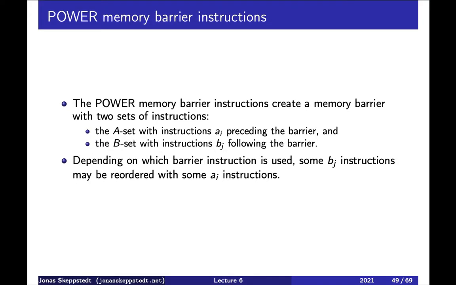Okay, so the synchronization instructions for Power are called memory barrier instructions. A memory barrier instruction has two sets of other instructions, namely the set of instructions which execute before the barrier and the set of instructions that execute after the barrier. Depending on which barrier instruction is used, certain reordering between instructions from the A or B sets is allowed. A is the set before the barrier and B the set after the barrier.